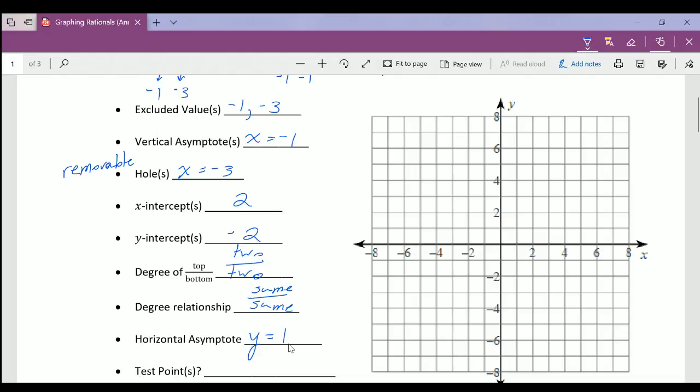Okay. And then the last bullet I have there is test points, and I put a little question mark next to it. If we need to do test points, we can do them. But let's go ahead and start putting on the graph what we know. We know we have a vertical asymptote at negative 1. Okay. We know there's a horizontal asymptote. I'm going to jump down here at y equals 1.